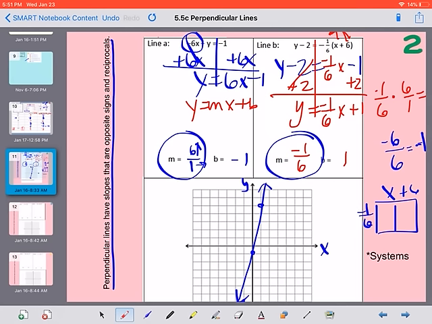The other line begins right here at +1, and our slope is -1/6, so down 1 and 6 to the right, or up 1 and 6 to the left. As you can see, these form right angles. This little square here means it's a right angle. You could put a piece of paper in this corner and it would match up perfectly.